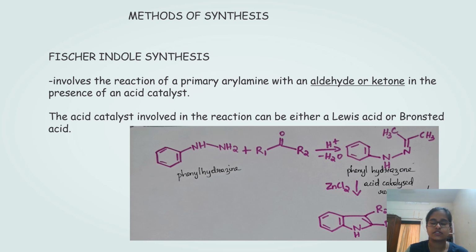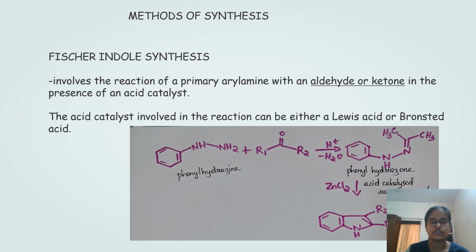Now we are going to discuss the methods of synthesis. There are 4 methods of synthesis for preparation of indole: Reissert synthesis, Madelung synthesis, Bischler synthesis, and Fischer indole synthesis. Here we are going to discuss only the Fischer indole synthesis.